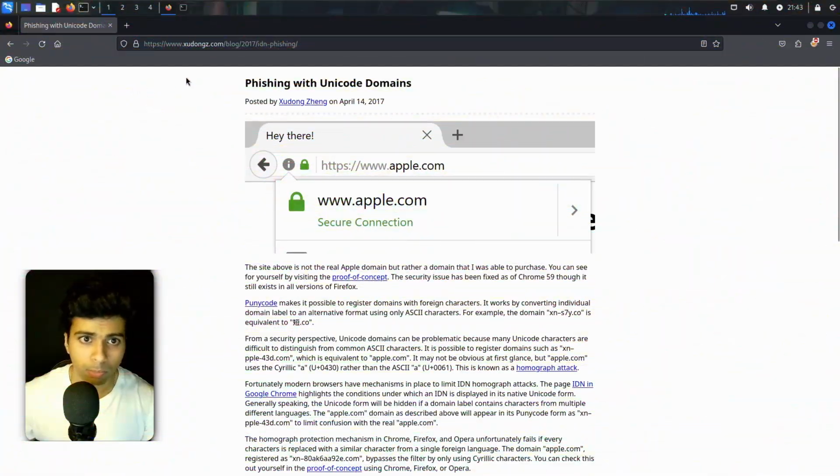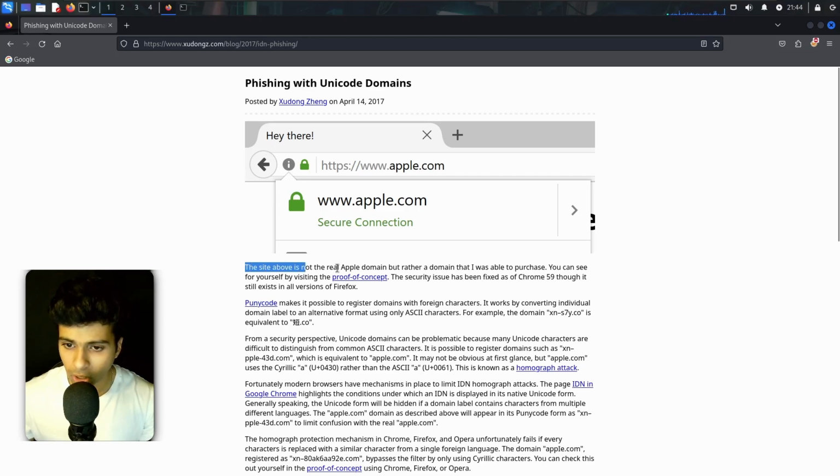So I came across this blog post the other day. The blog post is titled Phishing with Unicode Domains and it was written way back in 2017 by the author Xudong Zheng. And I'm pretty sure I've butchered his name, so forgive me for that. But I'm going to leave a link to this article in the description below. So make sure you go through this blog post and support the author.